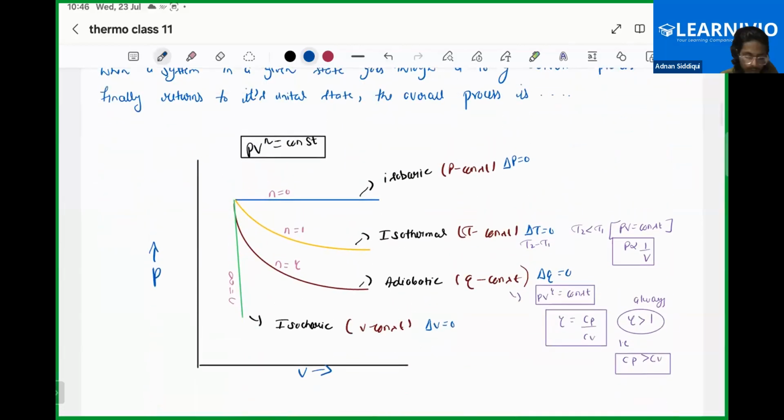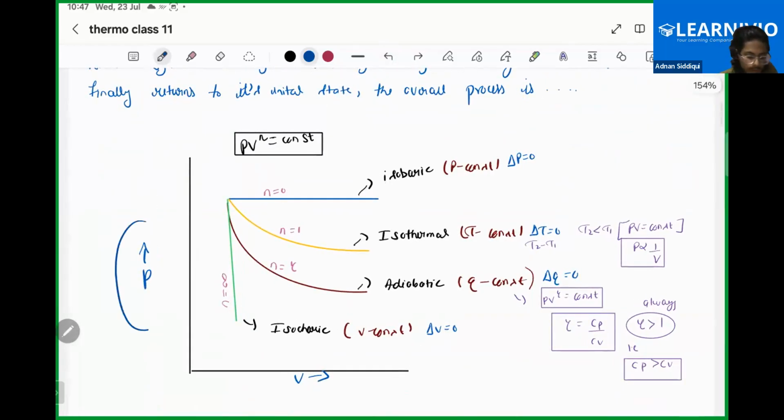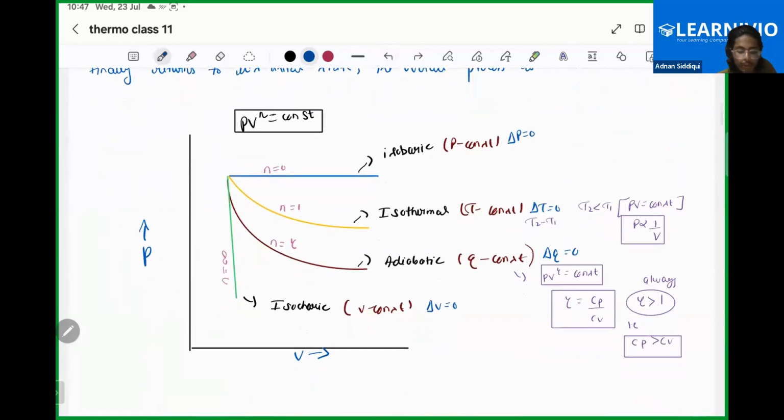So this is a very important graph. What does it tell us? Suppose this is your pressure, this is your volume. If you are talking about isobaric, isobaric means pressure is constant. So your pressure is going to be a specific number, a constant. Suppose this is 10. So your pressure is going to remain 10. It is constant.